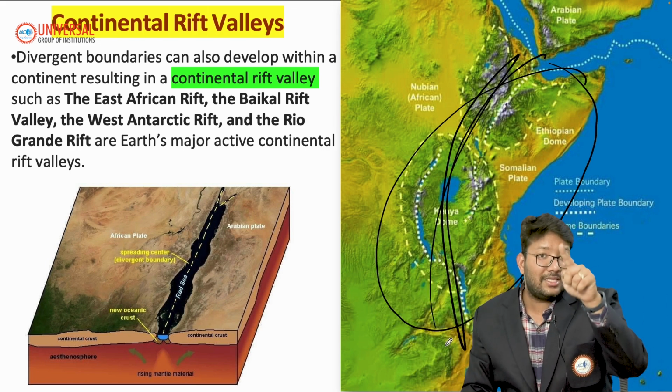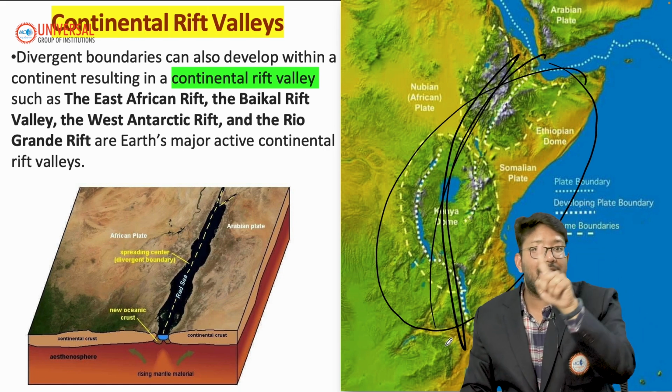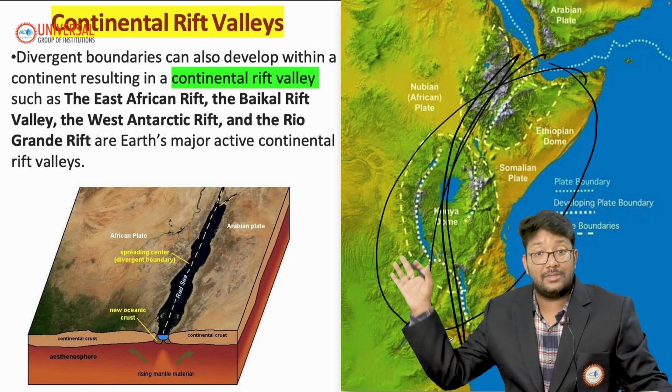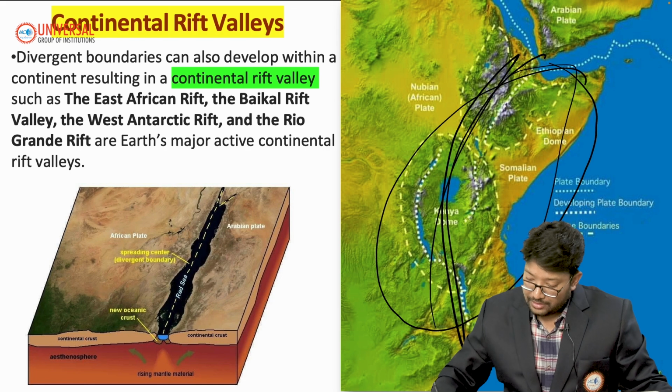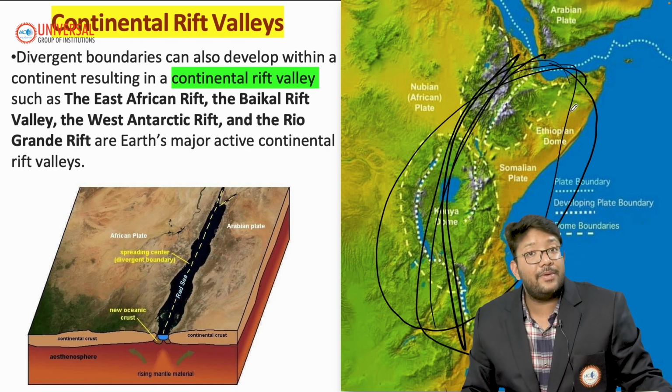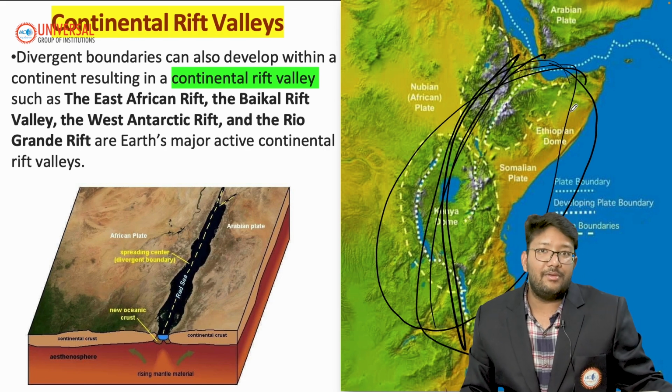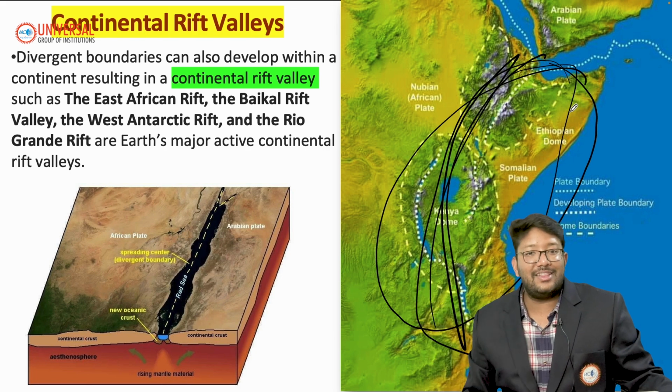Right now, India has the Western Ghats. In future, the Western Ghats will be colliding with this particular plate. What will happen? Fold mountains will be formed. So let's see when that happens.